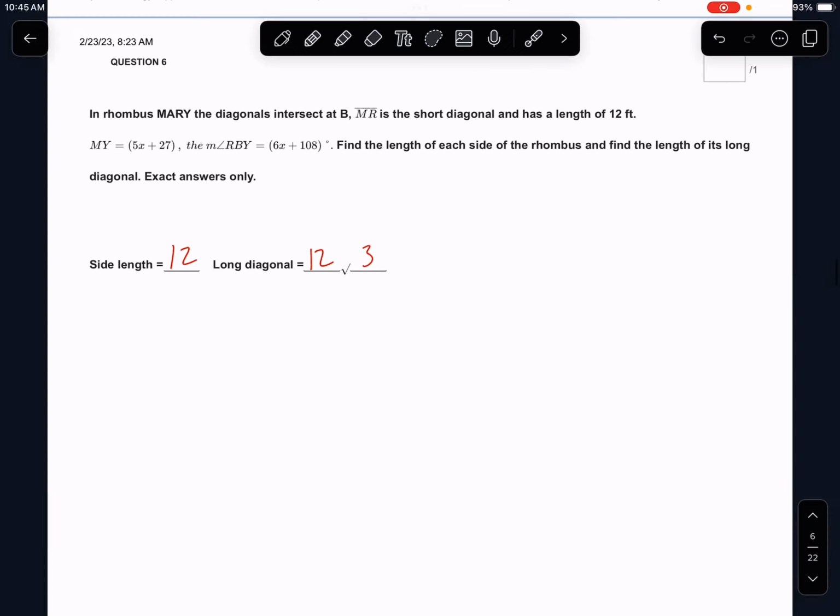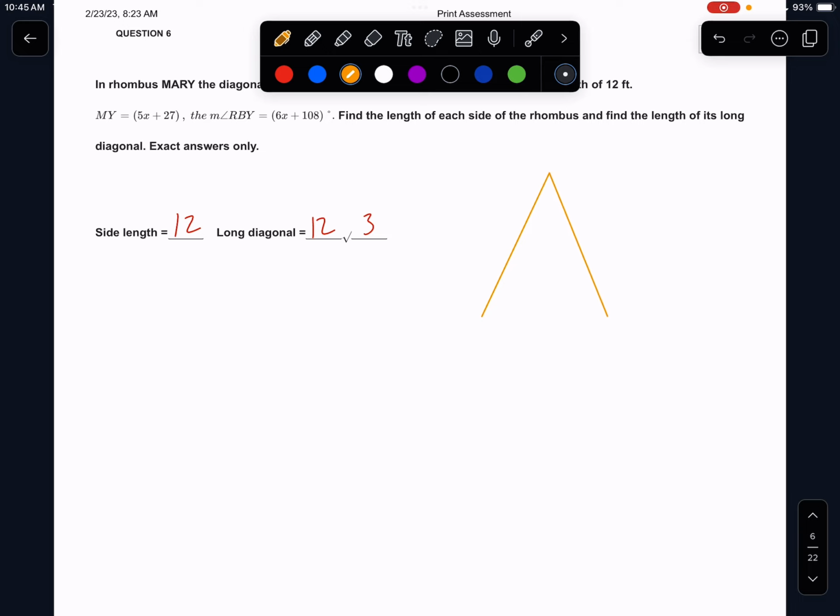It's a rhombus called Mary. Mary had a rhombus, rhombus, rhombus. Mary got on the rhombus, huh? Lost her lamb? I don't know what she did.